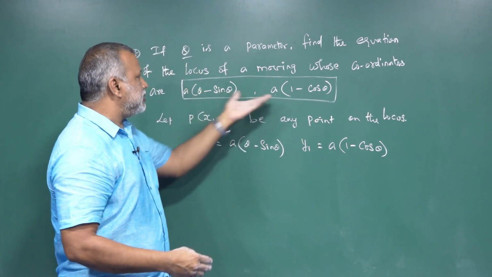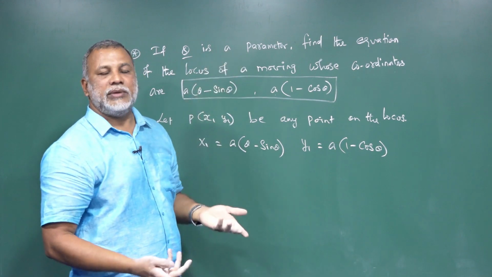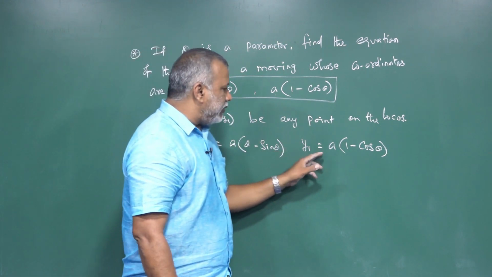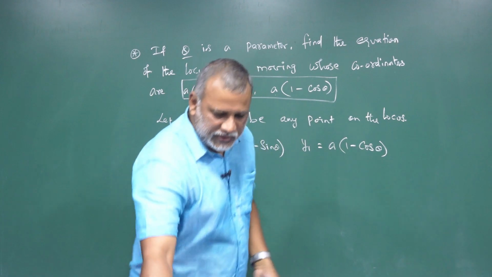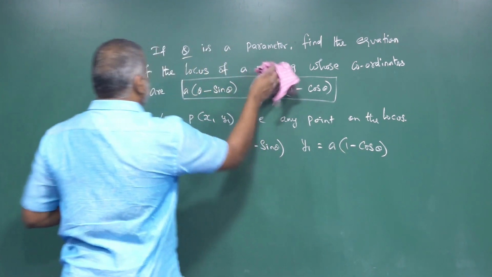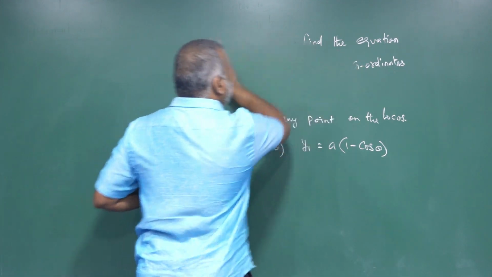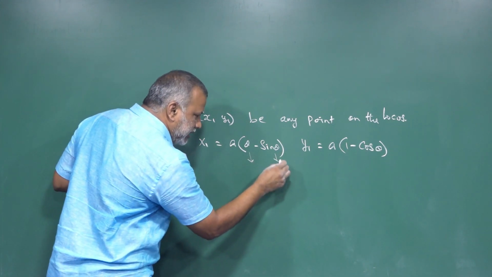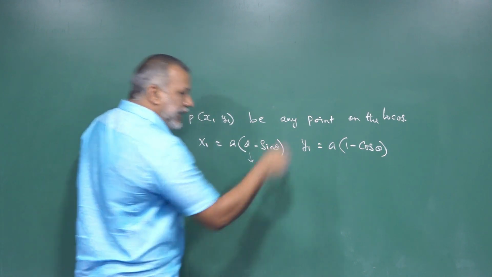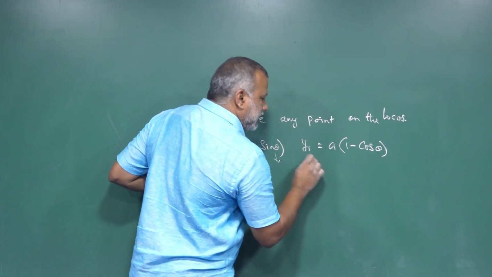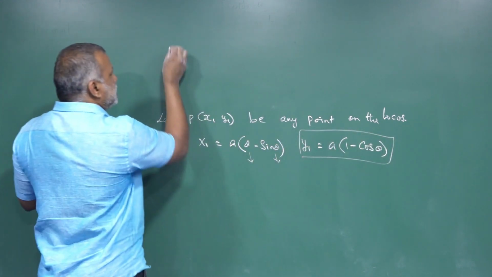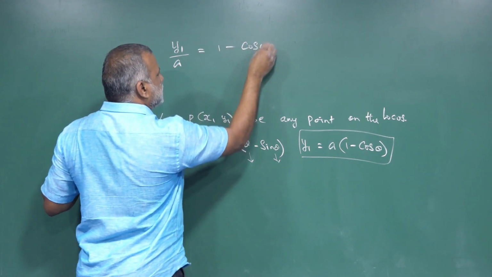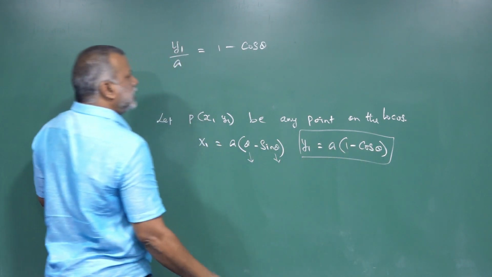So the given are in terms of parametric form where theta is the parameter. Here x1 equal to a of theta minus sin theta, y1 equal to a of 1 minus cos theta. Now listen, in x1 you have two theta families, theta and sin theta. With the help of the second, y1, I can write y1 divided by a is equal to 1 minus cos theta.